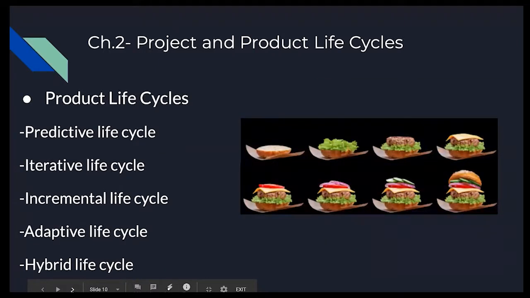And then there's the product life cycle. These are the different types of product life cycles. We have predictive life cycle. This is when you know the scope of the project early on. And then we have some other ones here. They all have different meanings, and depending on what type of project it is, these are the ones that you're going to be using. There's iterative life cycle, incremental life cycle, adaptive life cycle, and hybrid life cycle. Next page, please.